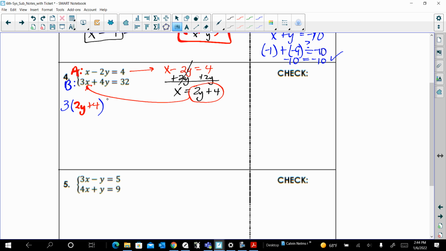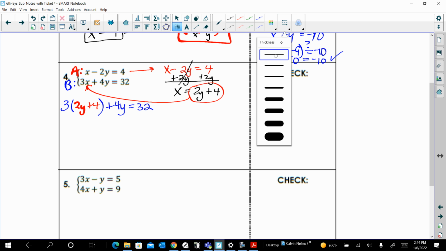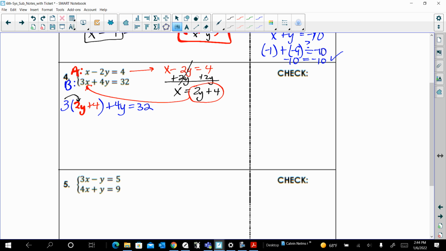That's inside the parentheses. Then I would write plus 4y, continue writing the rest of equation B equals 32. Step 3 in our notes tells us to solve the equation. Usually we're going to have to distribute and solve for the variable. So we would have to distribute the 3 here. So that would be 3 times 2y, which would give you 6y, plus 3 times 4, which would give us 12, and plus 4y equals 32.